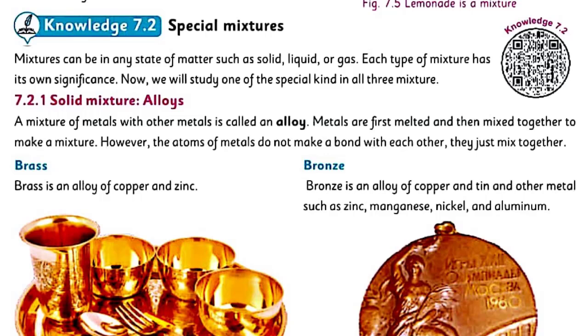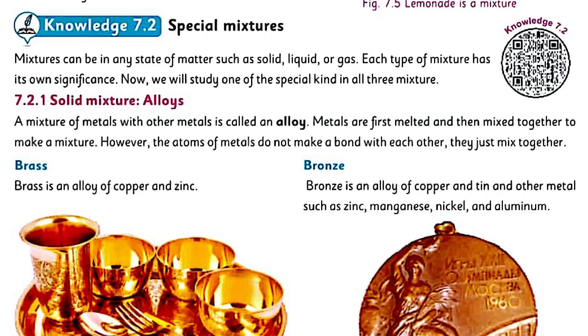7.2.1 Solid mixture, alloys. A mixture of metals with other metals is called an alloy. Metals are first melted and then mixed together to make a mixture. However, the atoms of metals do not make a bond with each other, they just mix together.